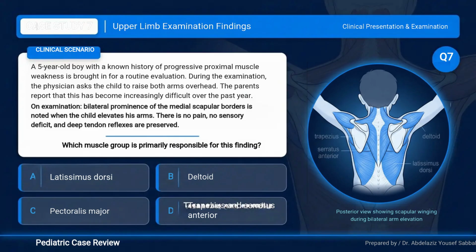Option A, latissimus dorsi. Option B, deltoid. Option C, pectoralis major.